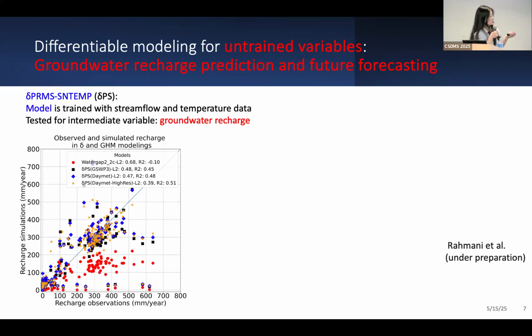In this modeling, we use the differentiable hydrological model based on the PRMS, integrated with a temperature model called SNTEMP. In this way, we can use both streamflow and temperature to train it and then test it for the intermediate variable, groundwater recharge. We compare the simulations from the differentiable model with the observations. We get a low bias and a higher R2 compared with global hydrological models, for example, WaterGAP here.